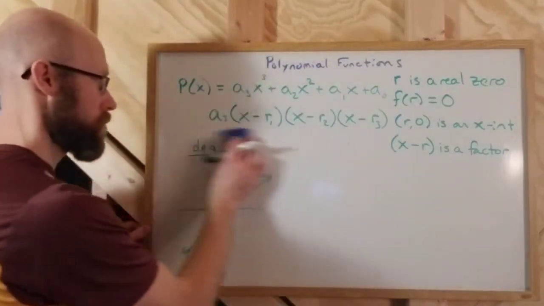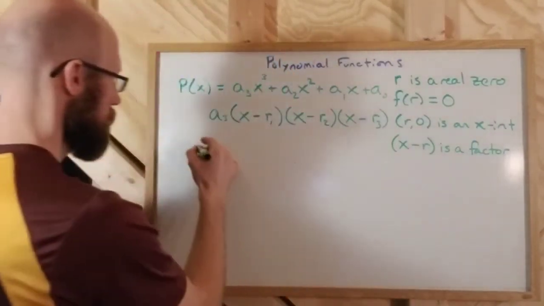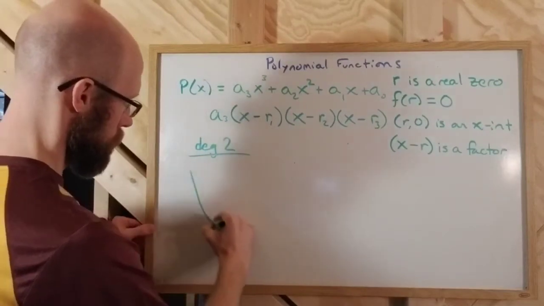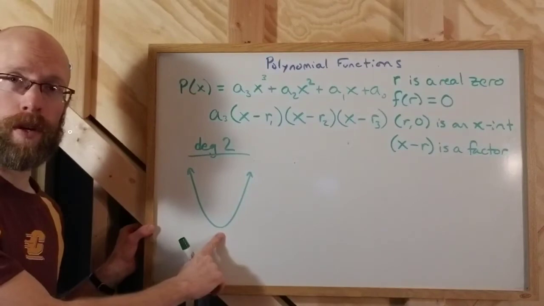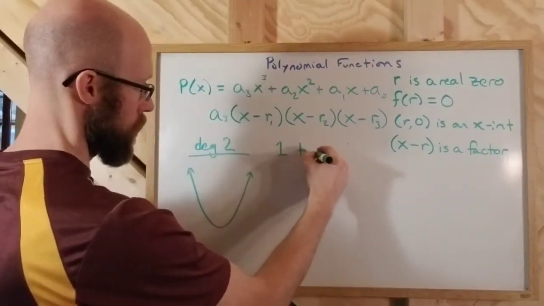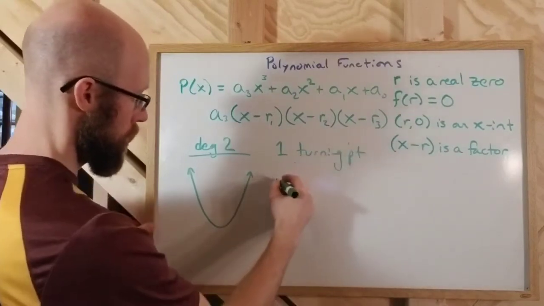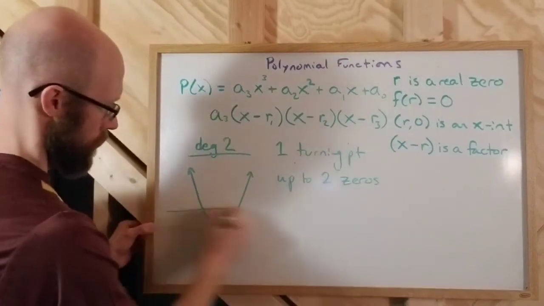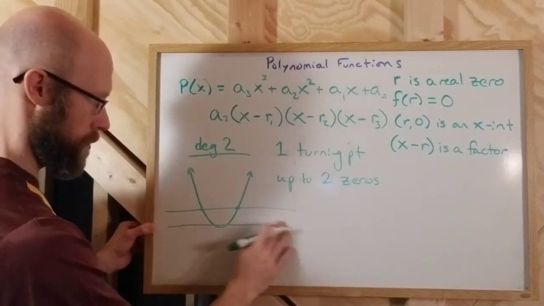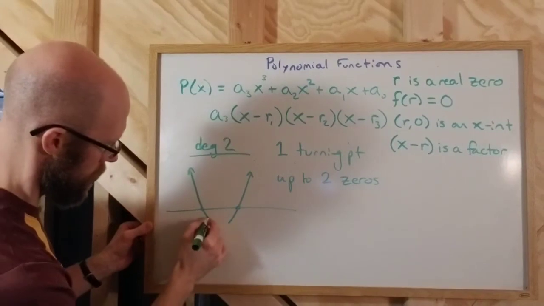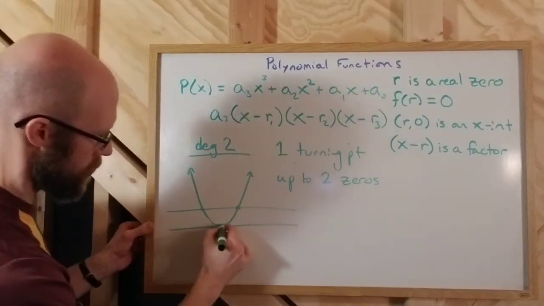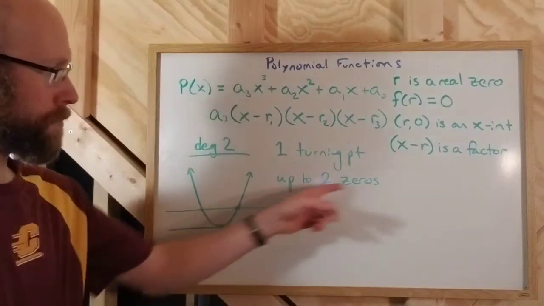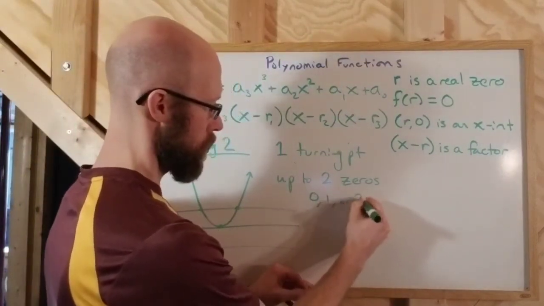Now, if I were to go to a degree 2, which is a parabola or a quadratic function, a parabola for its graph, we've seen that they have one turning point, right, at the vertex. So you get one turning point, and you have up to two zeros, right? Up to two. You could have two of them, or you could have one x-intercept, or you could have zero x-intercepts, depending upon where that graph is in relation to the x-axis. Okay, up to two zeros, zero, one, or two, all right?